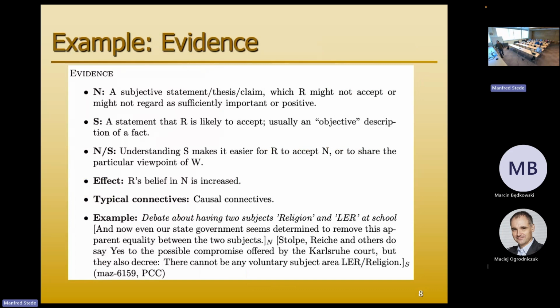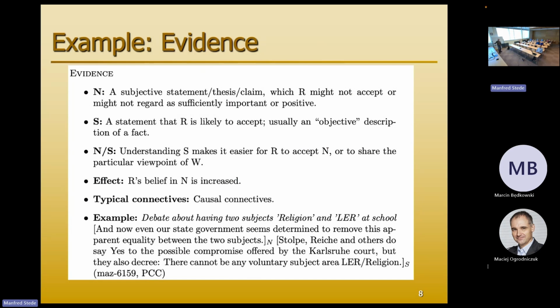And we can look at one example relation and its definition. There are like 25 different relations in Mann and Thompson's set, and they are characterized by a description of the nucleus, which is, in this case, a subjective statement, which the reader might not accept or might not regard as sufficiently important or positive. If I say tomorrow there will be sunny weather again, you will say, how do you know? And I better give you some evidence, right? You can say, I heard the radio news this morning and they were very sure that it's sunny tomorrow. That would be my satellite.